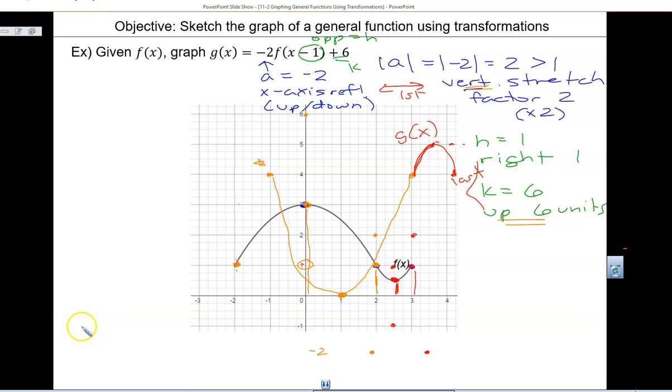All right, so like I said, the basics are there. It just takes practice to get comfortable with moving all these points around. And that'll finish up this lesson.